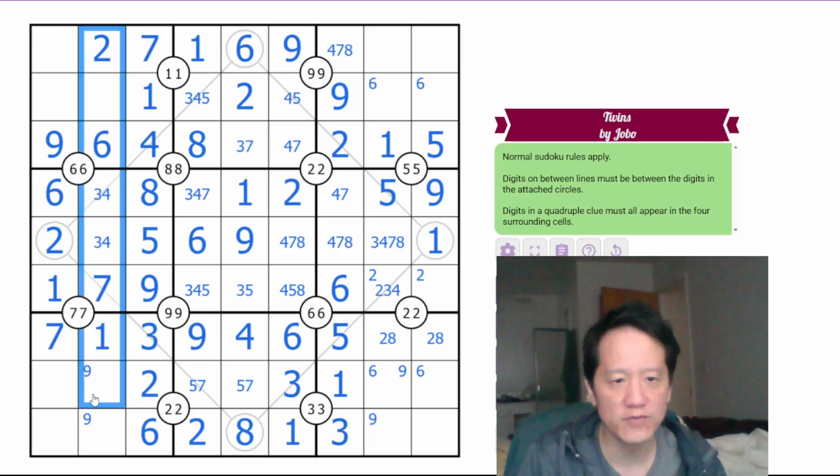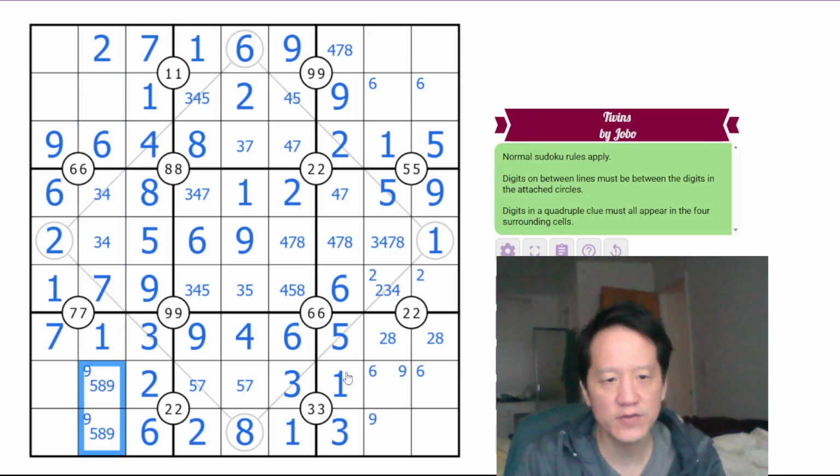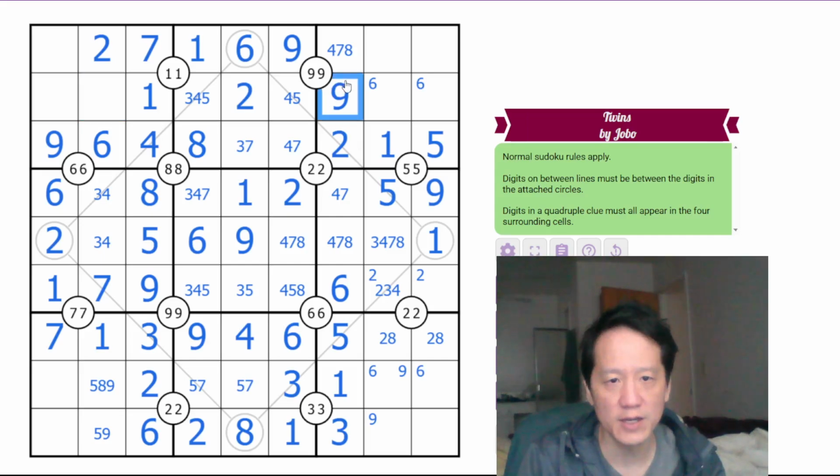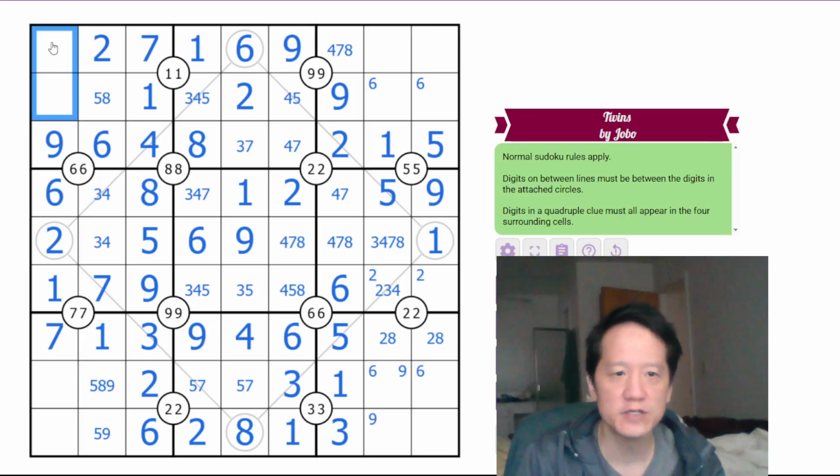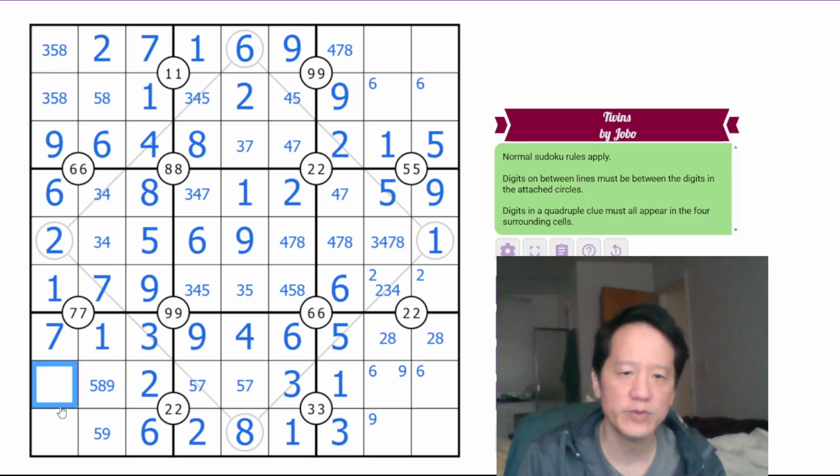What about the rest of column 2? It has to have 5, 8, and 9. So 5, 8, and 9. This can't be 8 here. This is 5, 8, or 9, but it cannot be 9 here. So this is 5 or 8. The remaining digits here are 3, 5, and 8. That's fine.